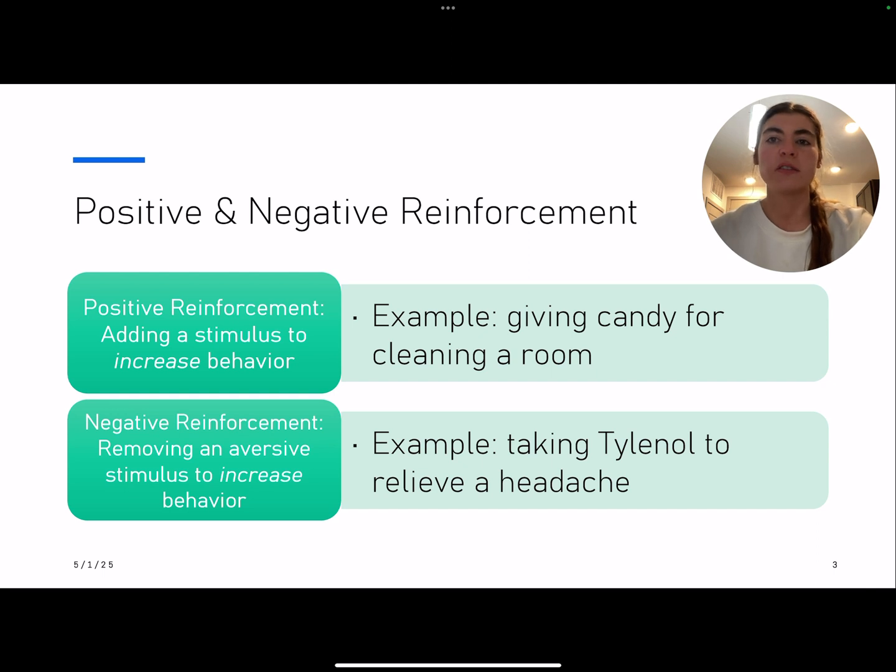On the other hand, negative reinforcement involves removing something unpleasant to increase behavior. A good example of this could be as simple as taking Tylenol to relieve a headache. I'm sure everyone here has experienced a headache at some point in time, and you've taken some over-the-counter medicine to relieve that. This would be an example of negative reinforcement, since the relief makes it more likely that you'll take Tylenol again when you have a headache.